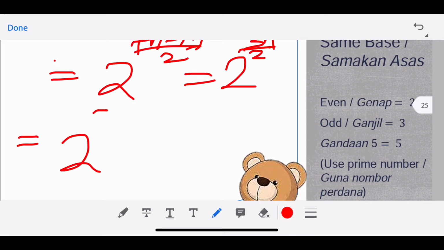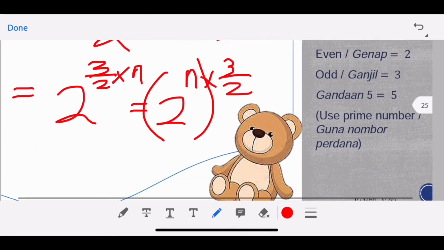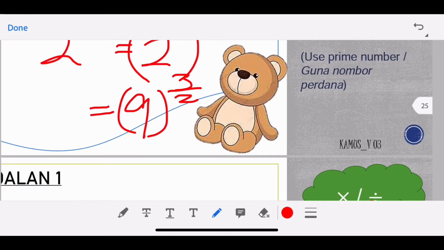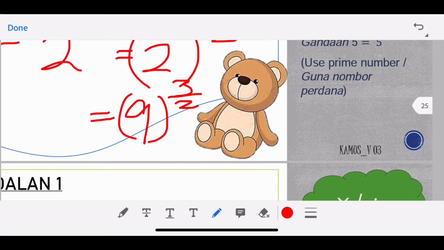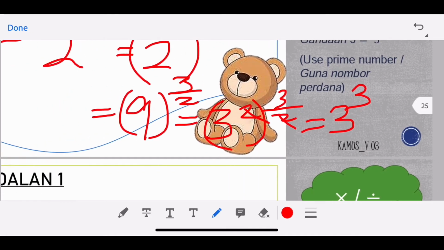So still remember, when you have the power multiply, actually you can just swap the position. 3n over 2 can be written as n times 3 over 2, right? Because it's multiply. Then because 2 power n is 9, you substitute 9 to the power of 3 over 2, and you know 3 power 2 is 9, so you can cancel out the 2. So the answer is 3 to the power of 3, which is 27 for this question.